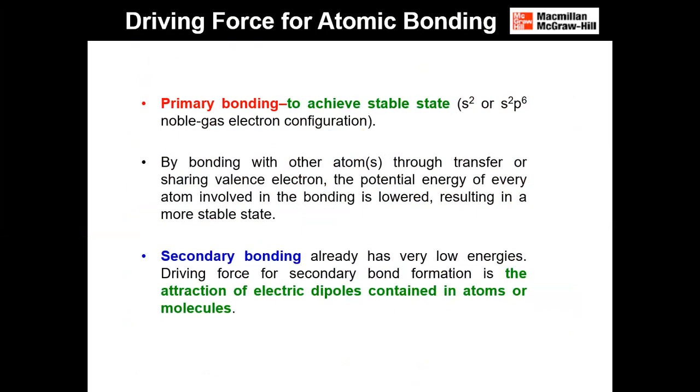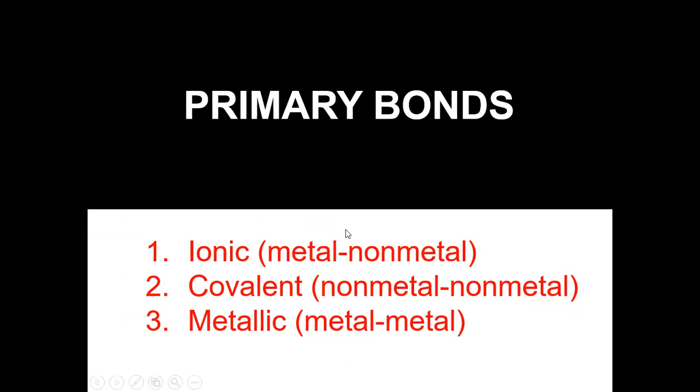So the driving force. As I told you, in primary bonding the driving force is to achieve a stable state, the octet rule, by bonding with other atoms, transferring or sharing valence electrons. Secondary bonding is very low energy, and the driving force is the attraction of electric dipoles containing atoms or molecules. For example, hydrogen bonding, right? H and O have electric dipoles.